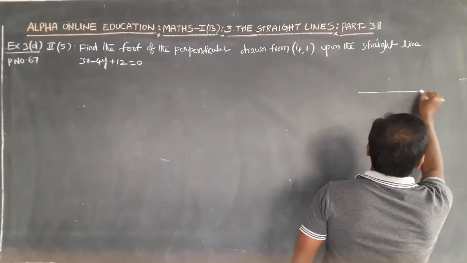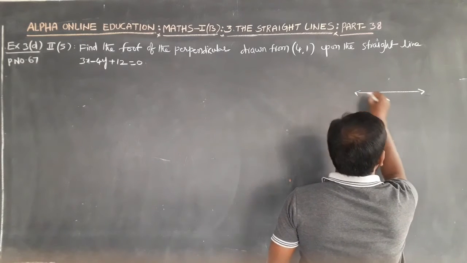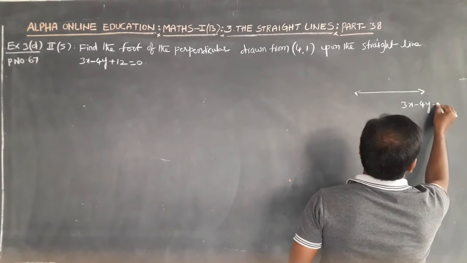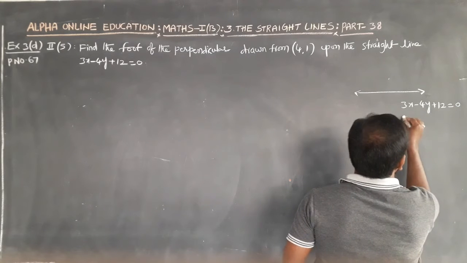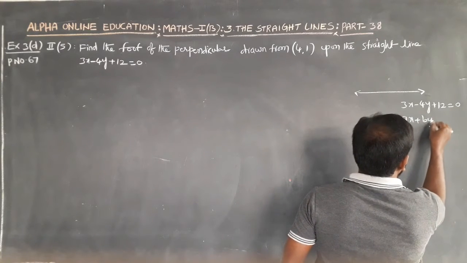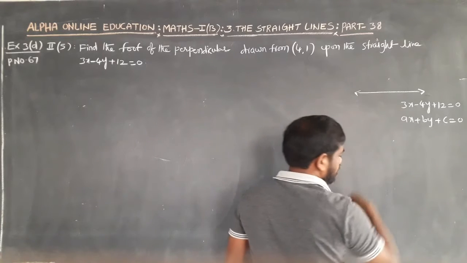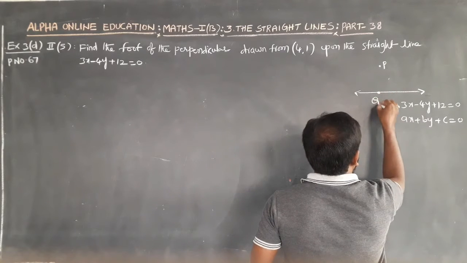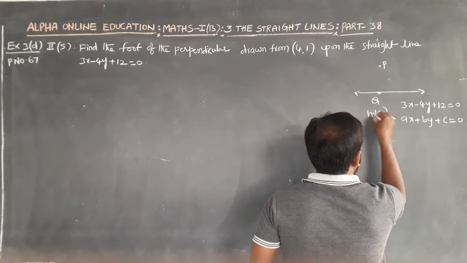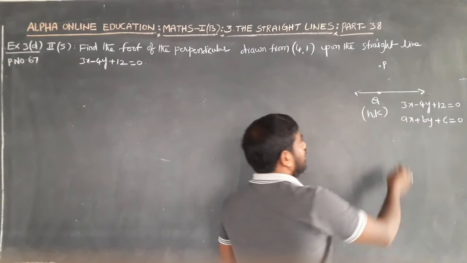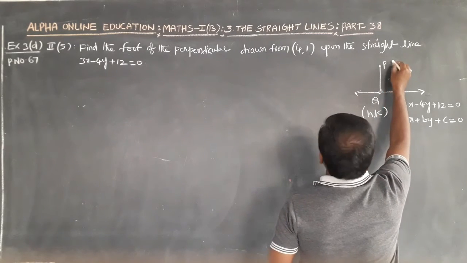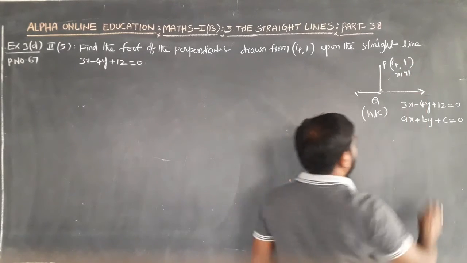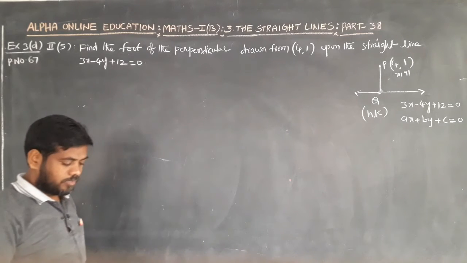This is the equation of the straight line, 3x minus 4y plus 12 is equal to 0. This is the equation of the line ax plus by plus c is equal to 0. Find the foot of the perpendicular. Let Q(h, k) be the foot of the perpendicular drawn from the point P(4, 1). Let (4, 1) be (x1, y1).